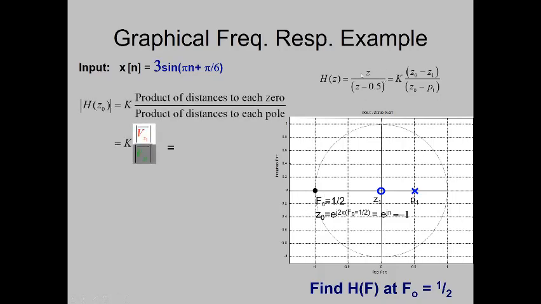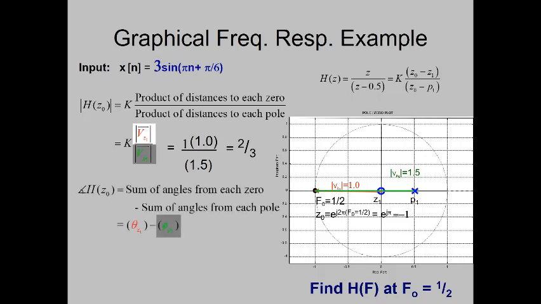We have no k value. There's no gain here, so k equals 1. I only have two vector distances. The vector from the zero in the numerator has a length of 1, and the denominator has a length of 1.5. And so we get our 2/3 again, just as we did analytically.